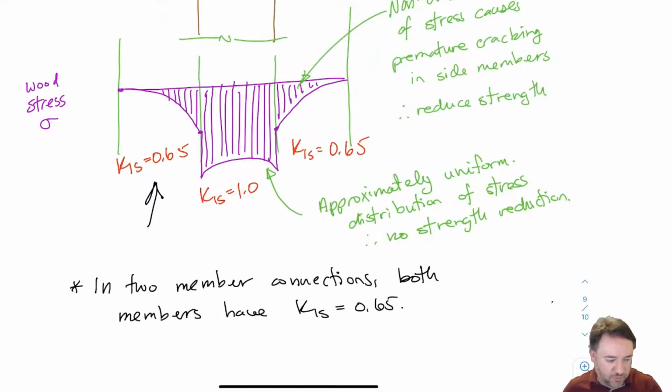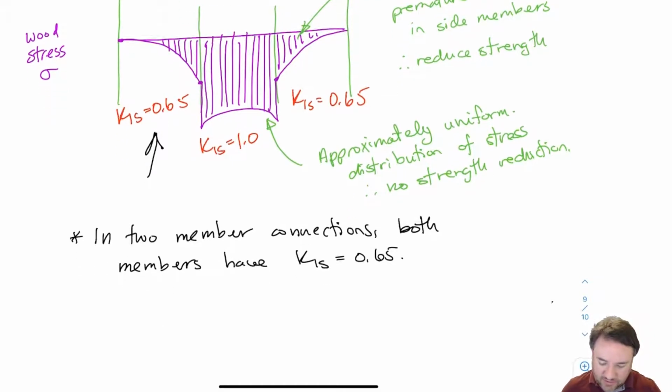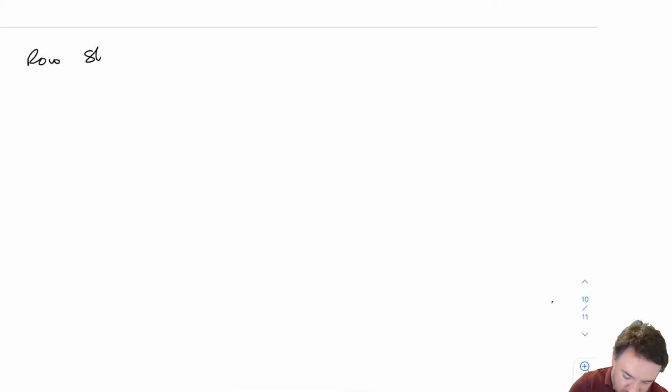Okay, so to sum up row shear, what I'm going to do is give a step-by-step method using the clauses from the standard to show you how to go through and do a full design.